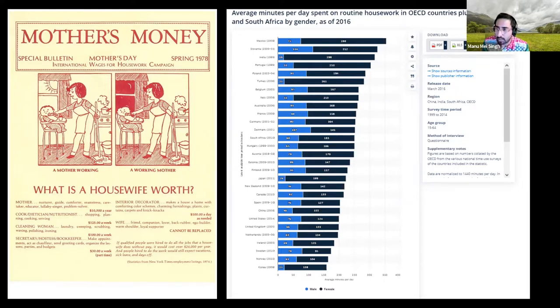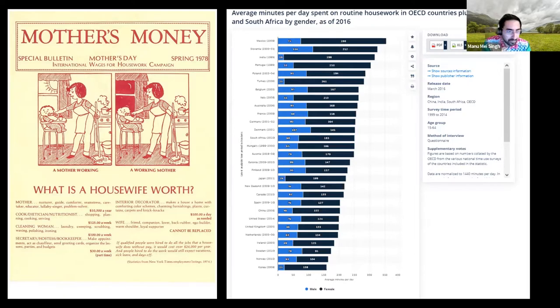Sweden is the closest at equality at 79 minutes for men and 95 minutes for women. Korea, Japan, Turkey are up there, as well as Mexico with the stark differences.